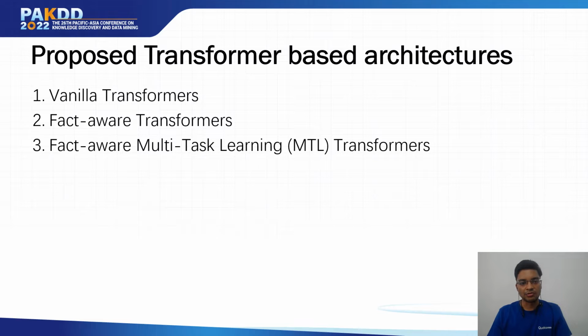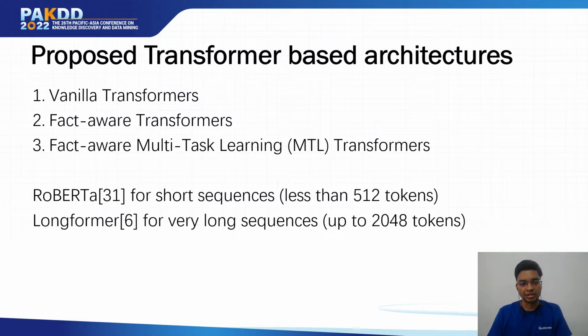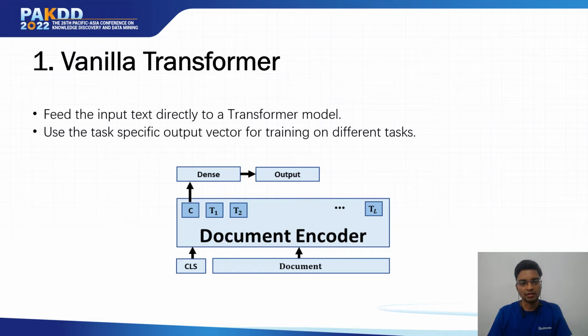In this work, we propose three transformer-based architectures. First is the vanilla transformer, second is the fact-aware transformer, and third is the fact-aware multitask transformer. We use RoBERTa for short text sequences and Longformer for very long text sequences. The first approach is the vanilla transformer, a trivial approach for training transformer-based architectures on downstream coherence tasks, which is to simply fine-tune the pre-trained model. We use a task-specific head for different tasks. It can be a classification or regression task.